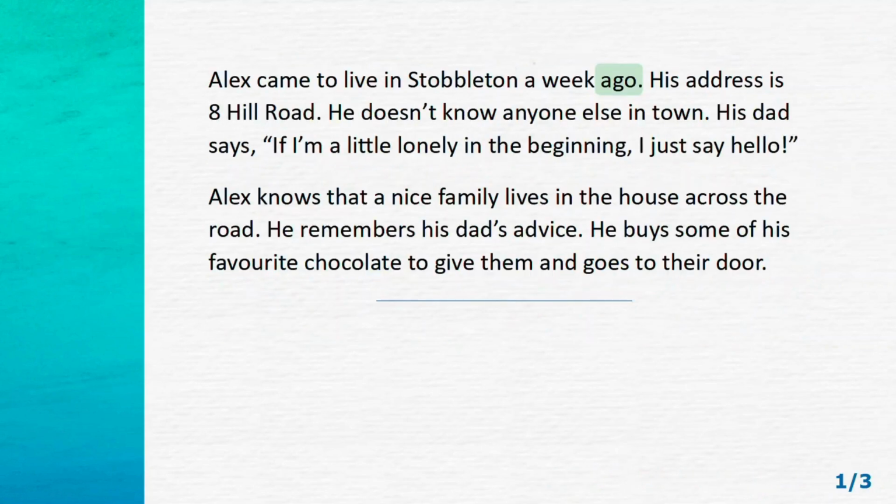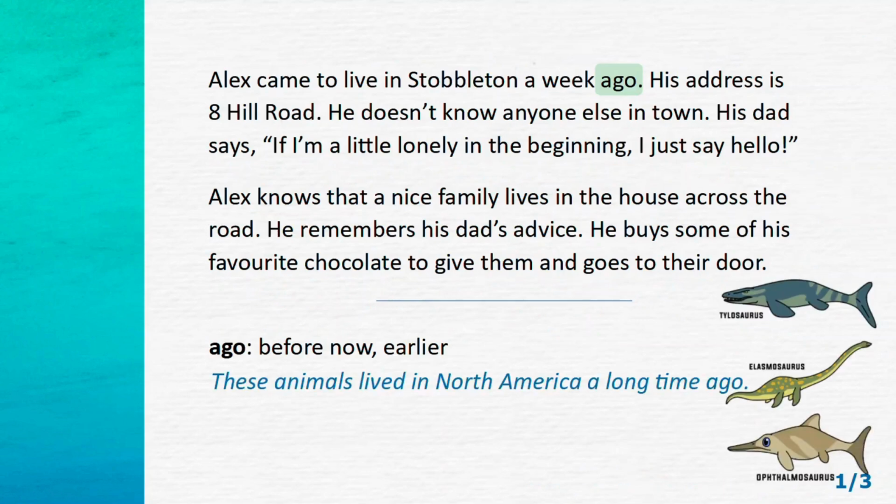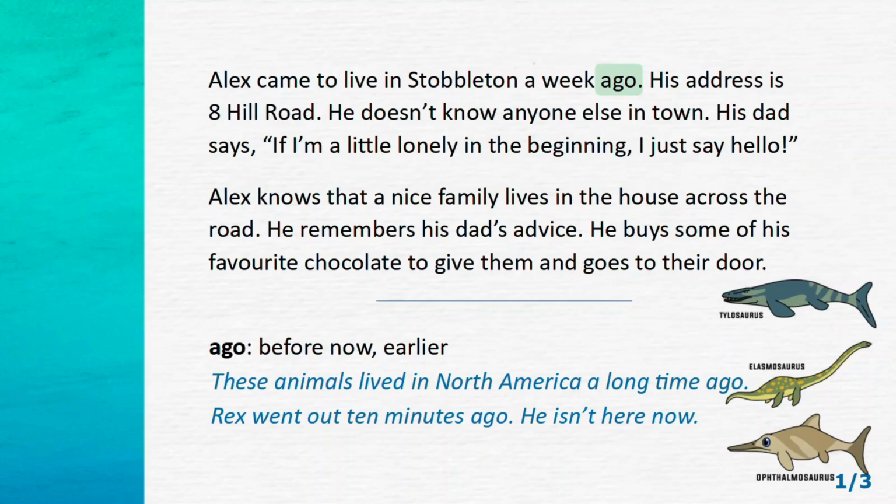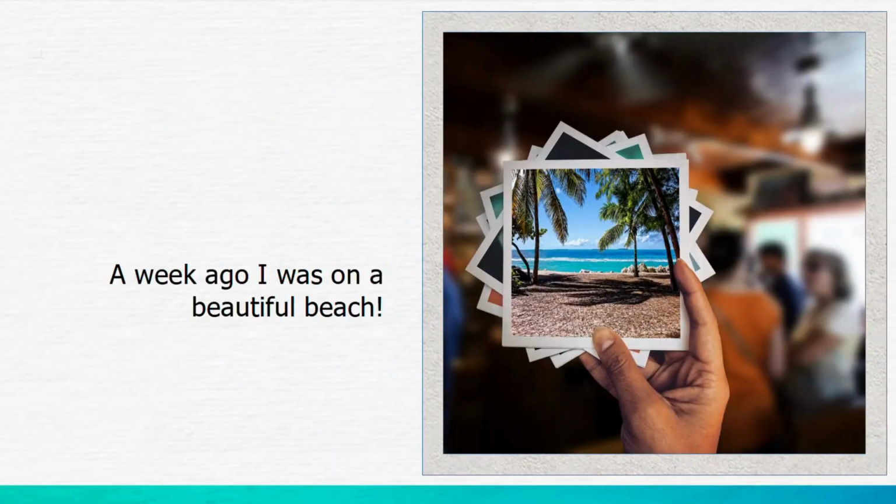Ago means before now or earlier. Here's one example. These animals lived in North America a long time ago, a long time before now. Rex went out 10 minutes ago. He isn't here now. A week ago, I was on a beautiful beach, a week before now. But now, I'm in the city again.